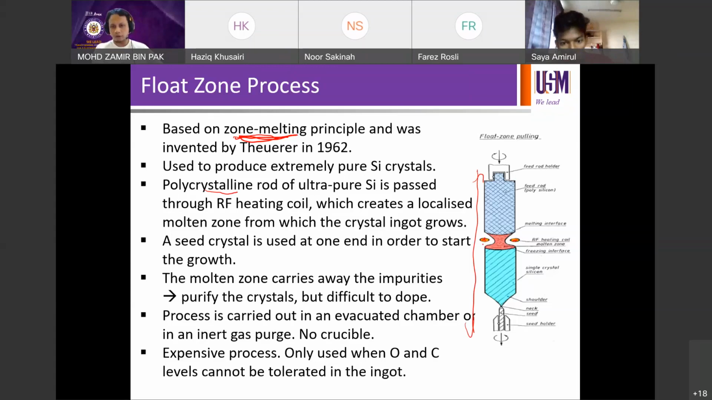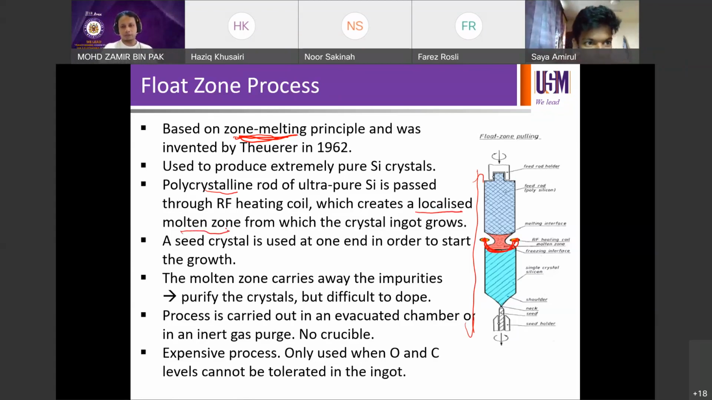Yang orange ni heating coil. It's in the form of macam coil lah, neck lah, macam neck lah. Jadi buat macam tu, more or less C shape or in fact sometimes O shape. You pakai macam tu untuk meltkan the region of interest. Okay, it's called RF heating coil, which creates a localized molten zone from the crystal ingot growth. Okay, so a localized molten zone.